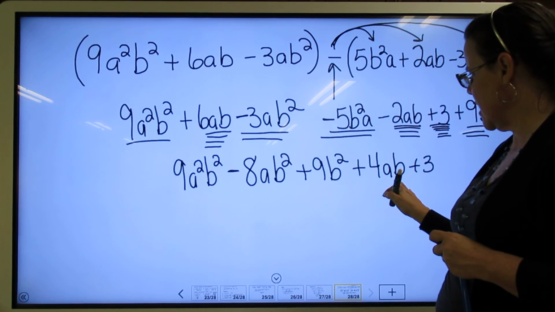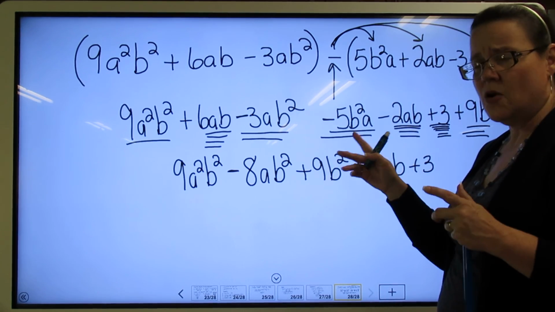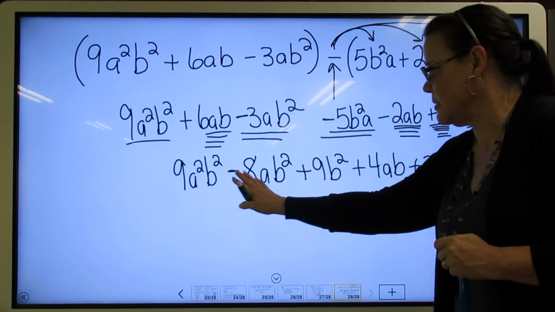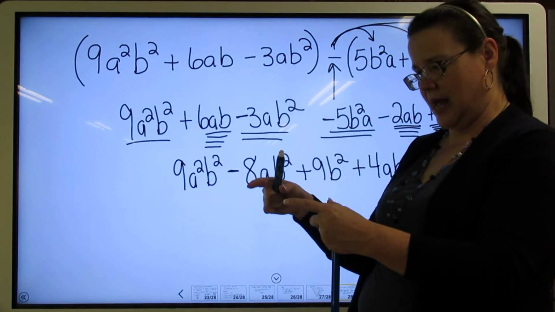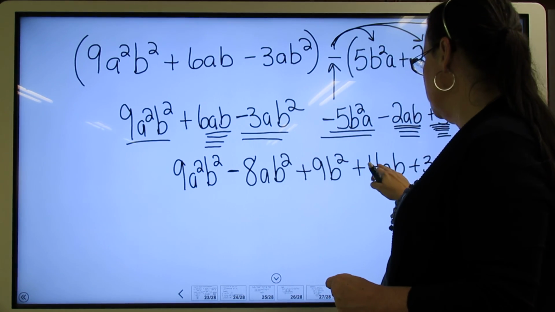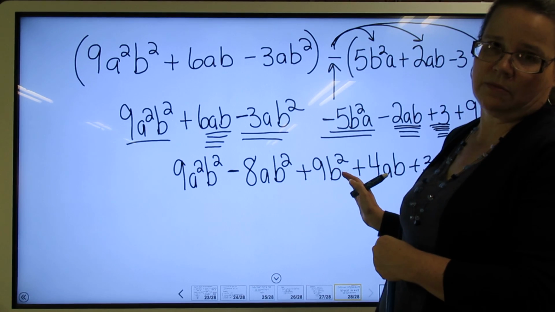Now this 4ab may be before the b squared. When you're doing your test, look at the actual answers. This isn't wrong. It just may be in an order where they didn't have it on the test like that. So it may be minus 8b squared, 4ab, and then 9b squared. But you still got it right.